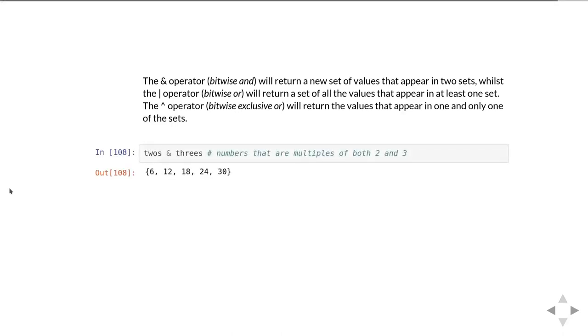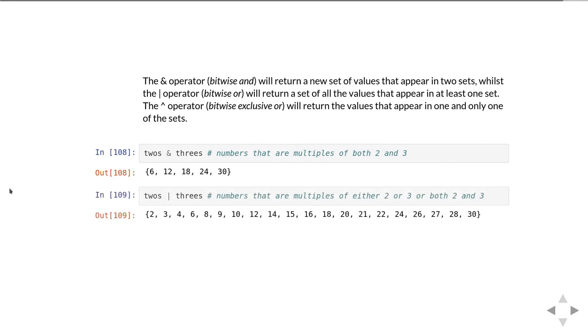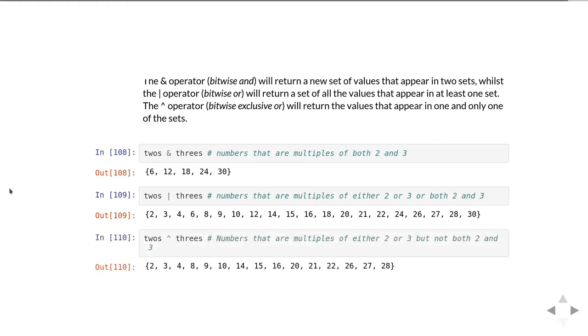So again, we can see this operating with our sets of twos and threes. If we say twos AND threes, we're saying give me the numbers which are in both twos and threes, and that therefore is the things which are multiples of 2 and 3, so 6, 12, 18, 24 and 30. Whereas twos OR threes is the set of numbers that are in at least one of the twos set and the threes set. So that's all the numbers stuck together. Although again, because it's a set, each number only appears once, even though things like 6, 12, 18, 24 and 30 are in both twos and threes.